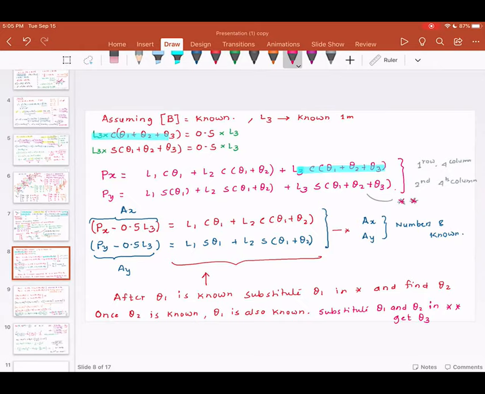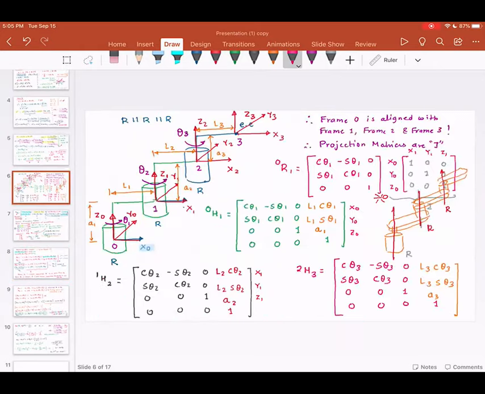So let me quickly review what we have done. We have to solve an inverse kinematics problem for our robot. In this robot, there are three revolute joints. The problem is that they have given us the orientation and the position of the end effector. Once the end effector orientation and position are known, we have to find out the values of the joint parameters theta 1, theta 2, theta 3, so that the robot end effector can achieve that position.